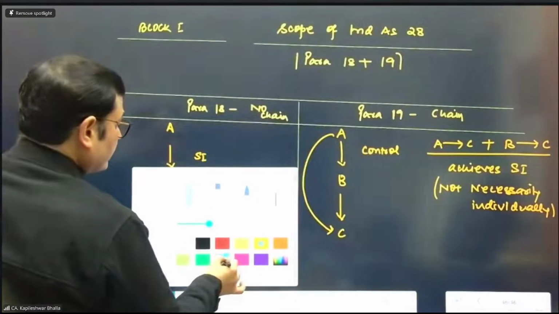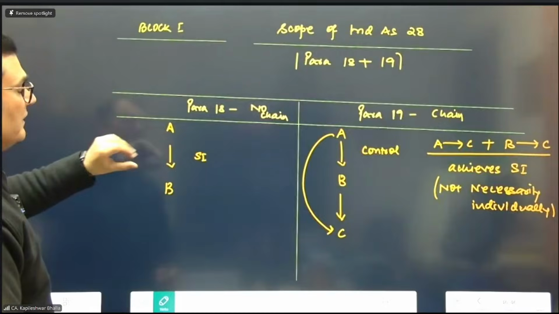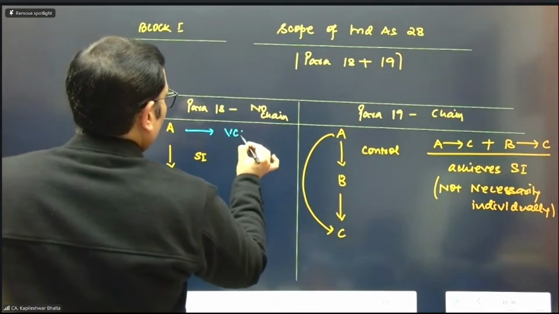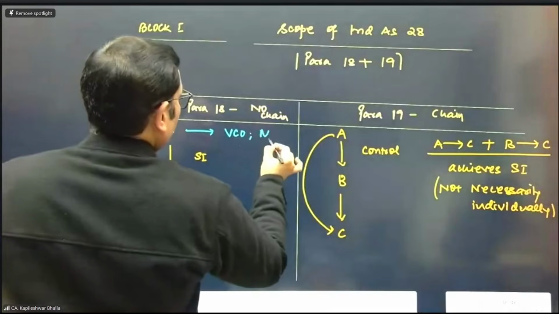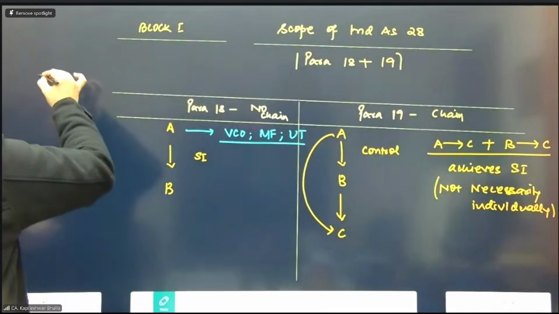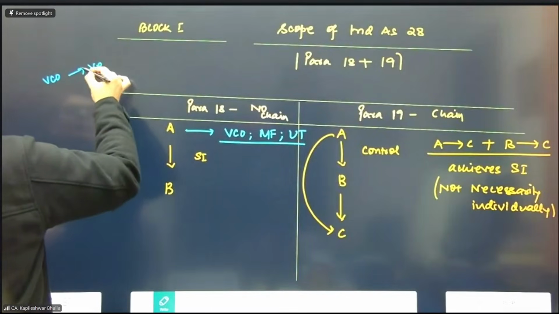Okay, now let's consider the inputs in this case. So when I say A has in B a significant influence, we're saying A is a venture capital organization, a mutual fund, or a unit trust. So I'll just abbreviate it as VCO, that's venture capital organization.